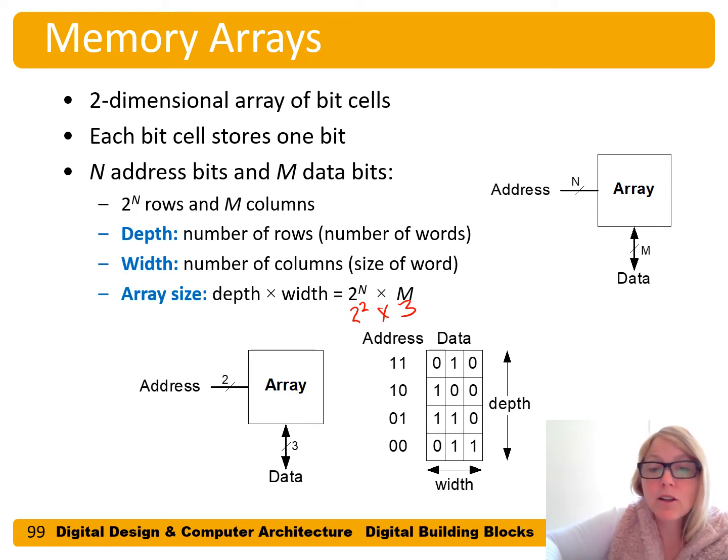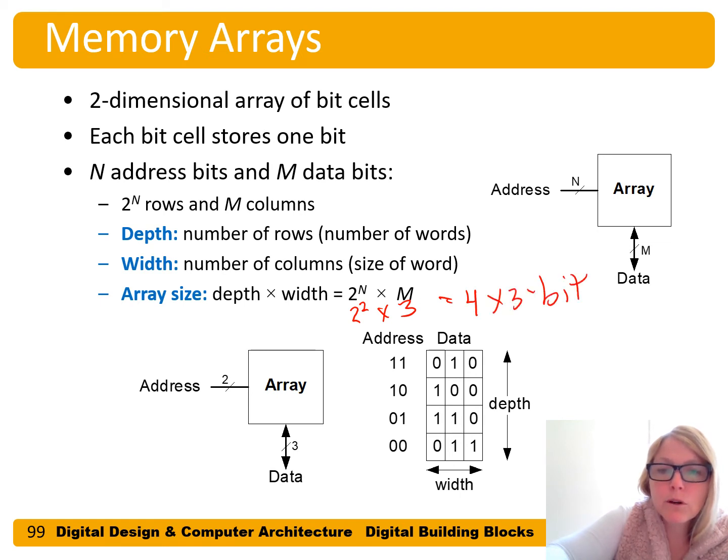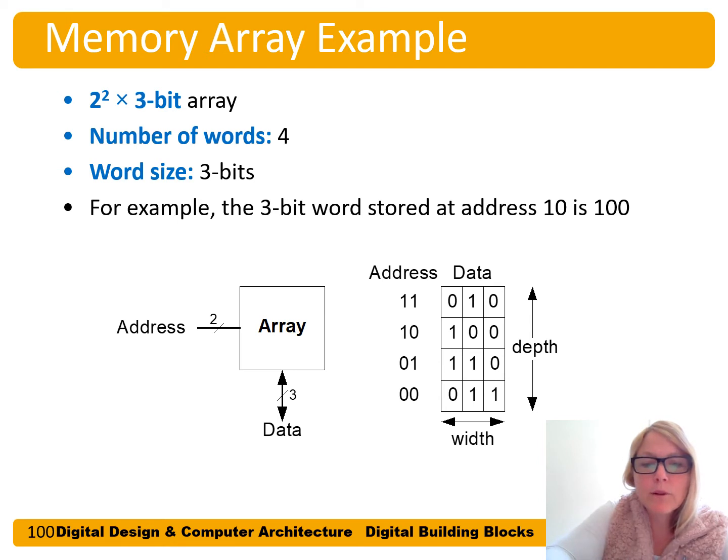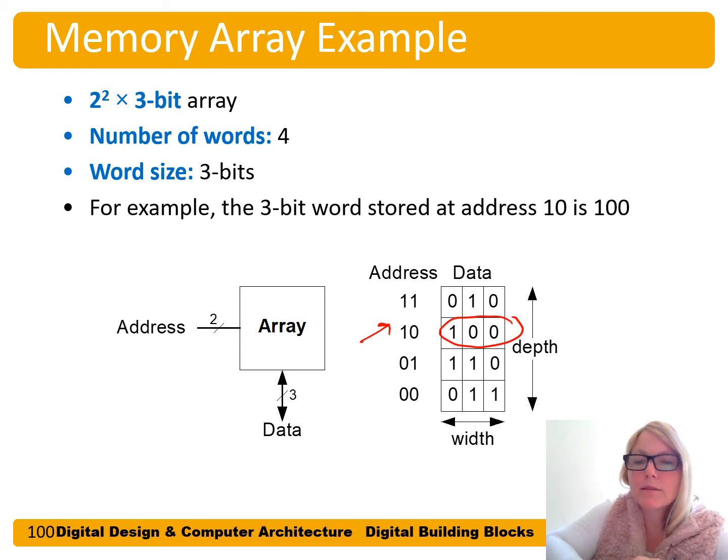In other words, we have a 4 by 3-bit memory array. We can store 4 words. Our word size is 3. And so we can store a total of 12 bits of data. For example, in this 2 to the 2 by 3-bit memory array, if we look at address 10, we have the word 100 stored there. The word size is 3 bits, and the number of words, or the depth, is 4 in this case, because we have 2 address bits.